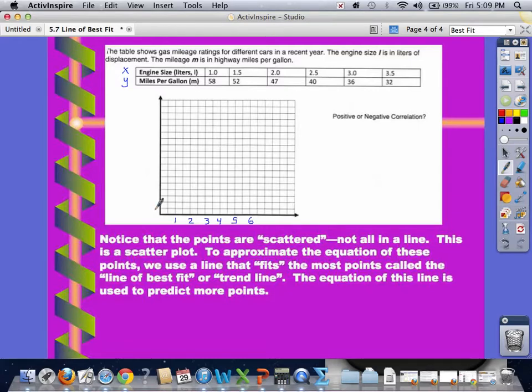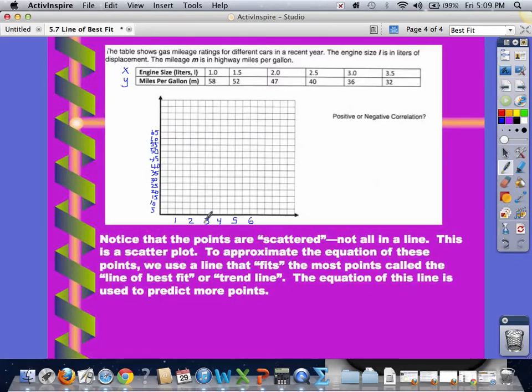Okay, and then on this axis I'm going to go up 5, 10, 15, 20, because you notice our numbers go pretty fast. 25, 30, 35, 40, 45, 50, 55, 60, 65. I think it covers all my data. All right. So now notice that the points are scattered, not all in line.